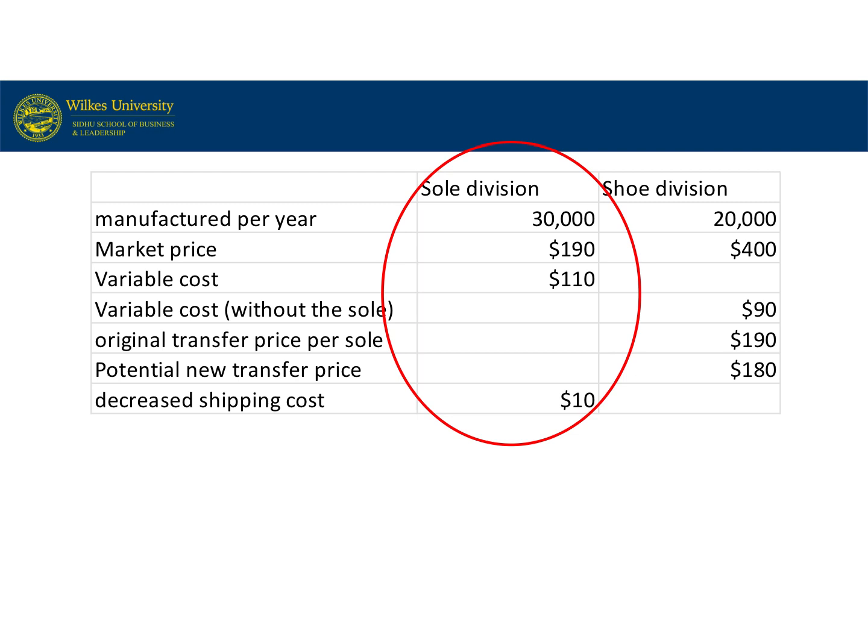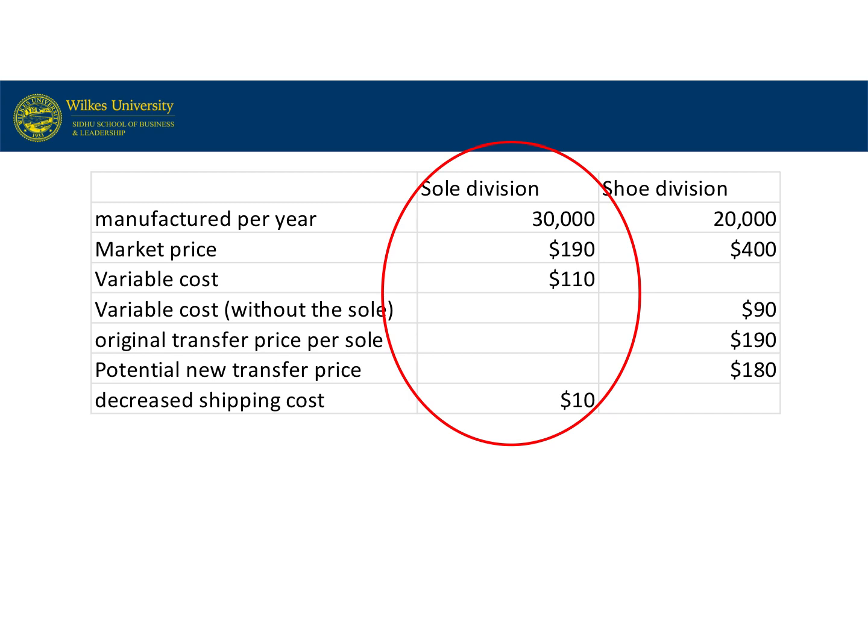The shoe division produces approximately 10,000 shoes annually, so it needs to receive 20,000 soles each year from the sole division. The sole division is currently operating at full capacity, producing 30,000 soles per year, 20,000 of which are transferred to the shoe division. The market price for the sole is $190.